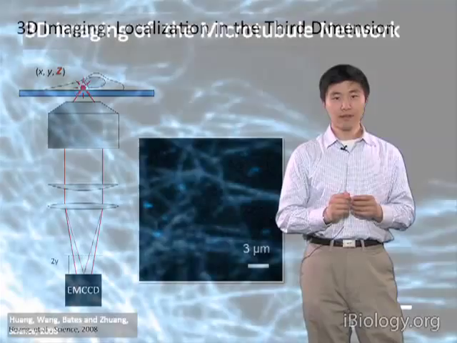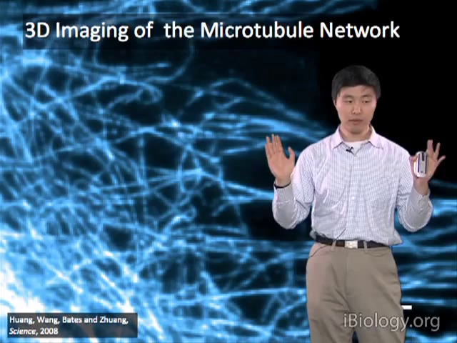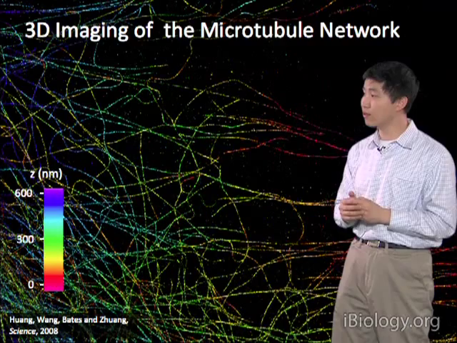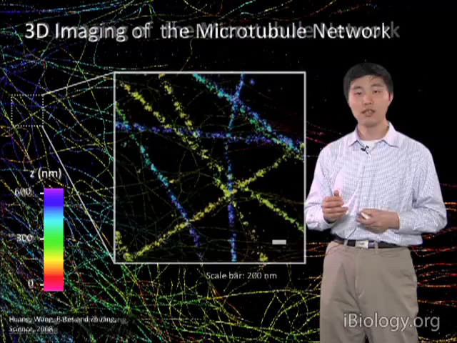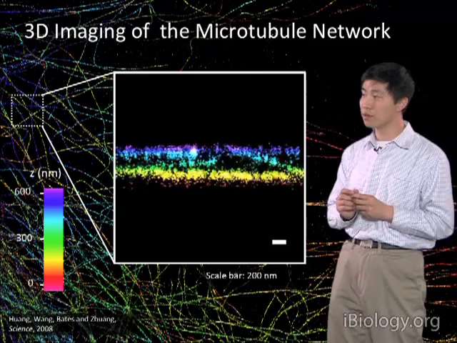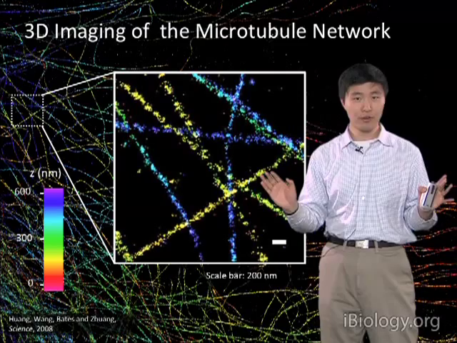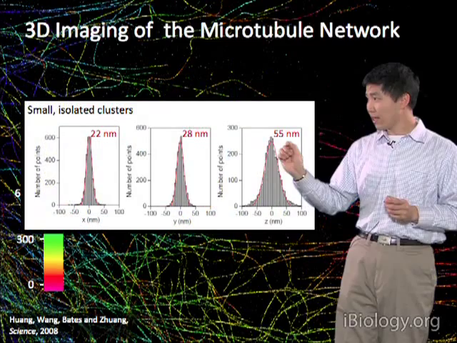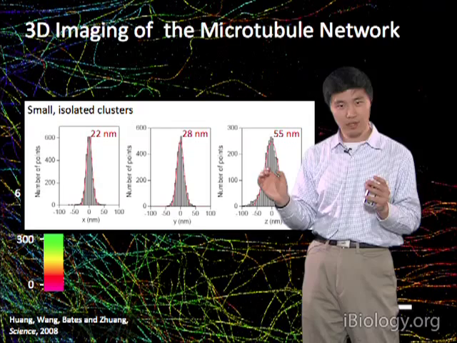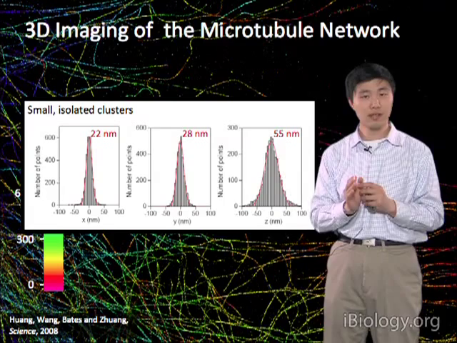And here is one example of 3D imaging, again of the microtubule network. In this case, we have not only resolved every single microtubule, but now the color encodes the Z position. From this image, you can see that we are resolving these two layers of microtubules that are separated by a distance of about 500 nanometers, which is not resolvable by confocal or two-photon microscopy. In addition, in XY, we have 20 to 30 nanometer resolution, and in Z, we also have 50 to 60 nanometer localization precision. In all three dimensions, that's more than an order of magnitude improvement over conventional fluorescence microscopy.